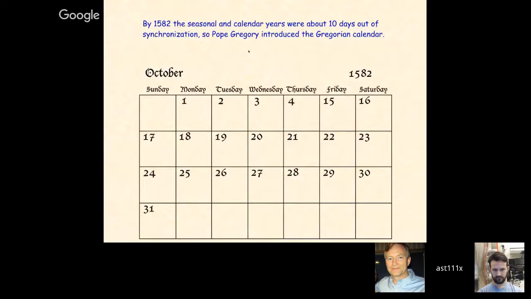And by this point, the Catholic Church is in power, and Pope Gregory. I want you to take a look at this calendar for October of 1582. And what do you notice about that calendar? 1, 2, 3, 4, 15. So in order to resync the seasonal and calendar years, Pope Gregory just chops 10 days right out of the year.